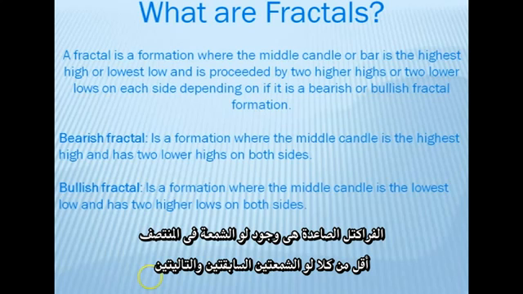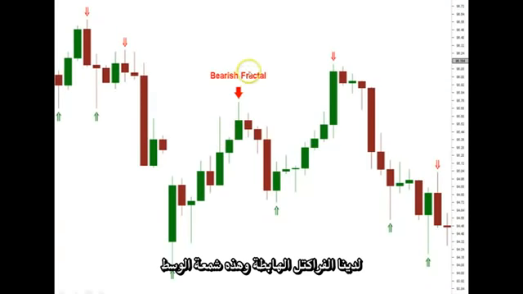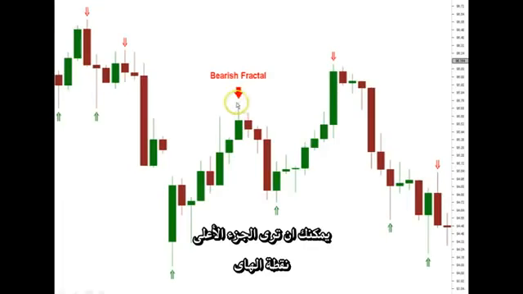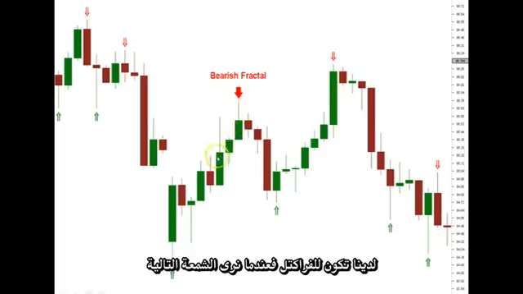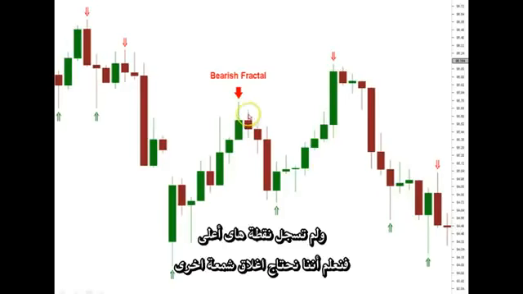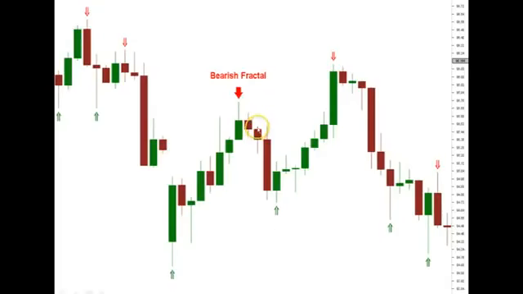Now a bullish fractal formation is a formation where the middle candle is the lowest low and has two higher lows on both sides. So let's show those. Here's that bearish fractal formation, and here's the middle candle, and you can see this is the highest high, and this high here is not higher than that one, and this high here is not higher than that. So we have a fractal developing. So when we see the market and we see this next candle, and then it closes and it doesn't have a higher high than that one, then we know we need one more candle, and it will be this one. This high is not higher than this high.